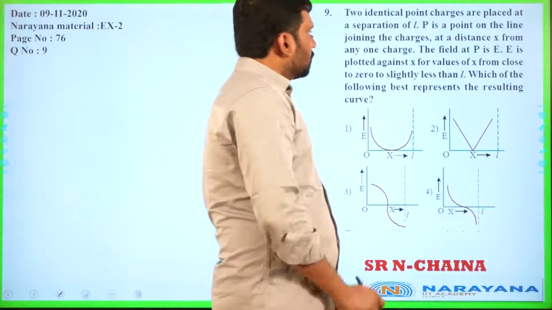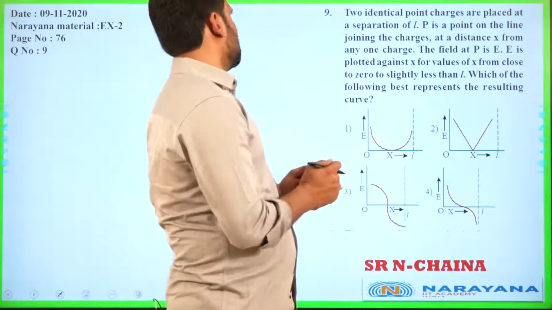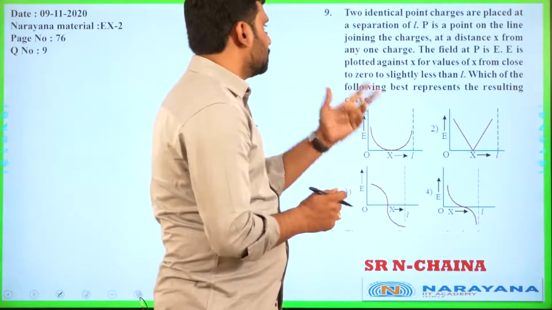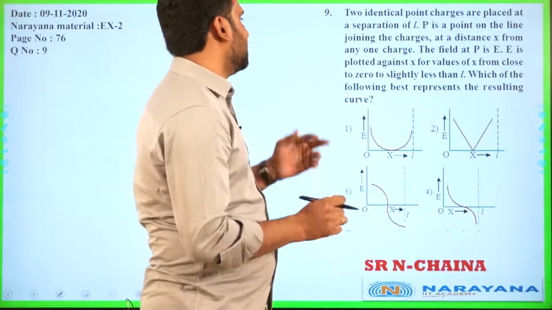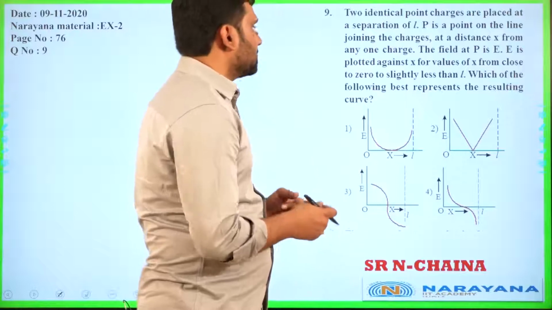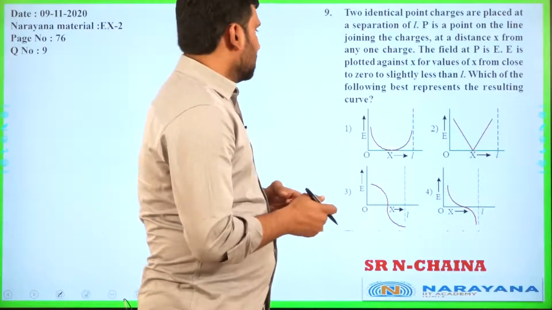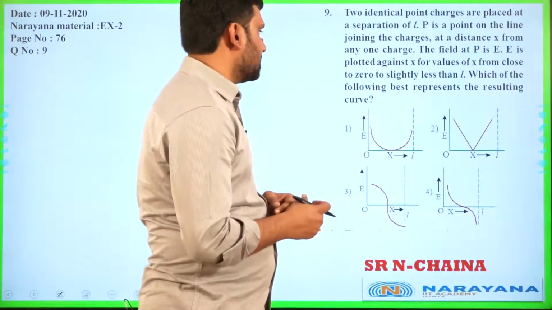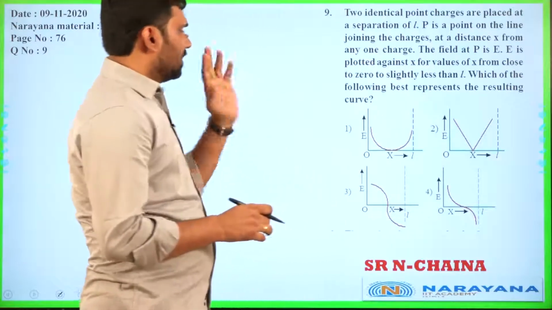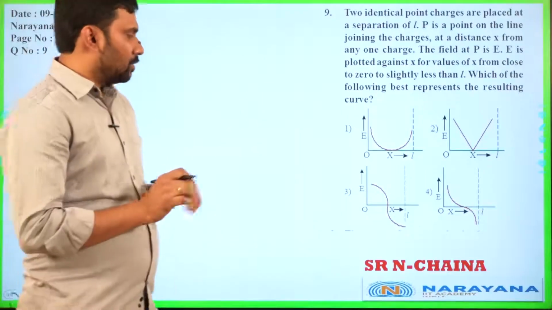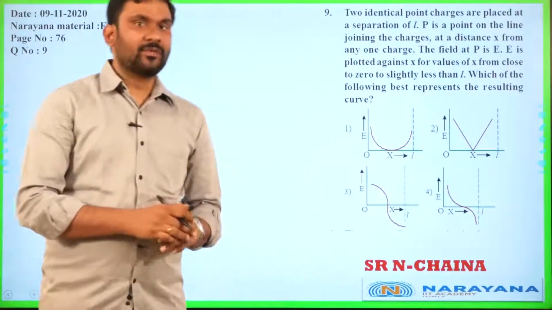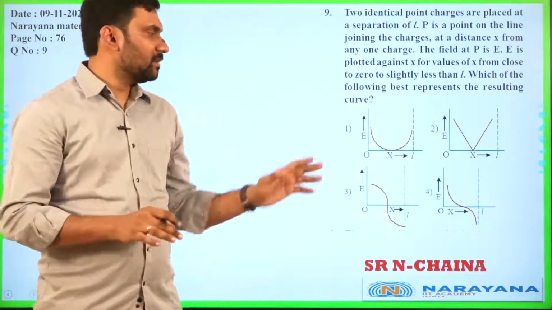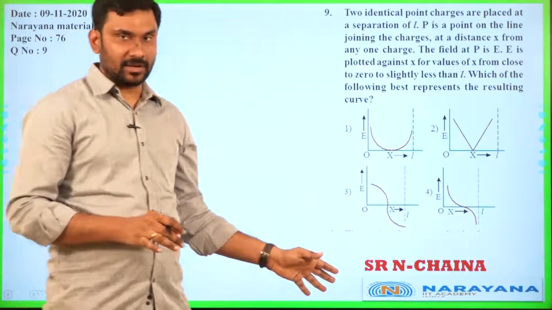Next. So two identical point charges are placed at a separation of L. P is a point on the line joining the two charges at distance x from one charge. The field at P is E. E is plotted against x for values close to 0 and slightly less than L. Which is the following graph representing the resulting field? So fine. What I am going to do, I am not going to tell what the answer to this question is. I am going to tell you the simple basics. So from the basics, I will slowly enter the answer of the question. It will be simple.